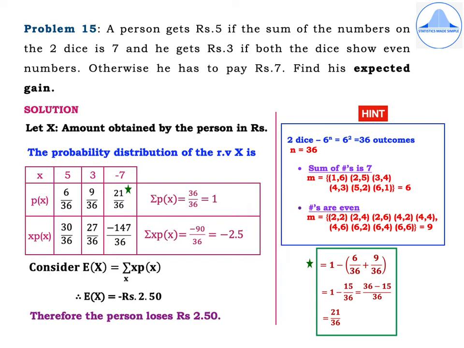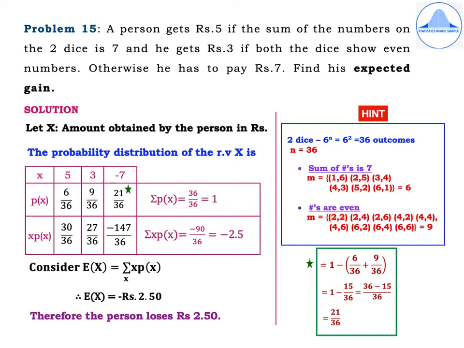15. A person gets rupees 5 if the sum of the numbers on the two dice is 7, and he gets rupees 3 if both the dice show even numbers. Otherwise, he has to pay rupees 7. Find his expected gain.